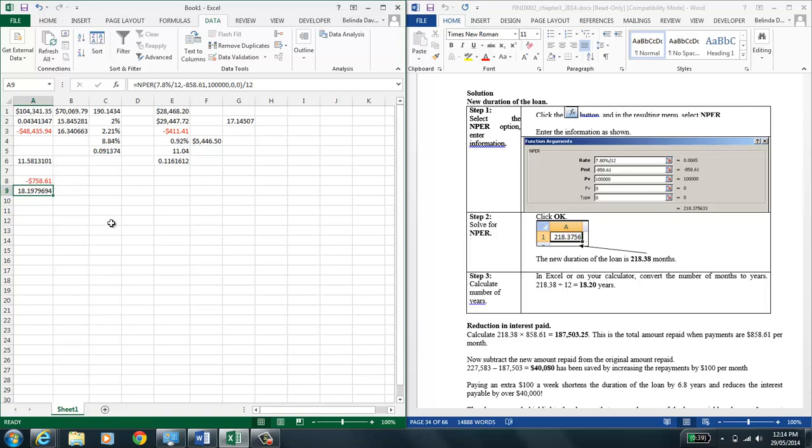And we need to multiply that by $858.61 to see how much money was paid. So now it's, hold on, something went wrong there. So we've got 18 years. Oh, okay, hold on.